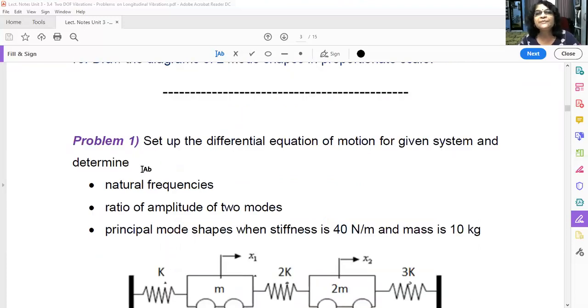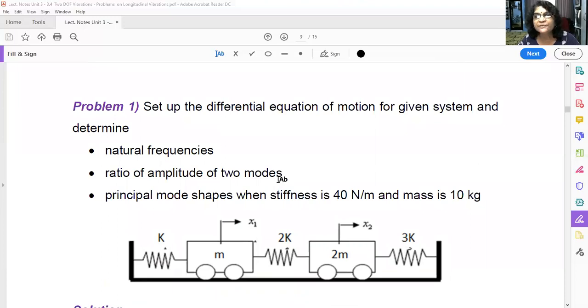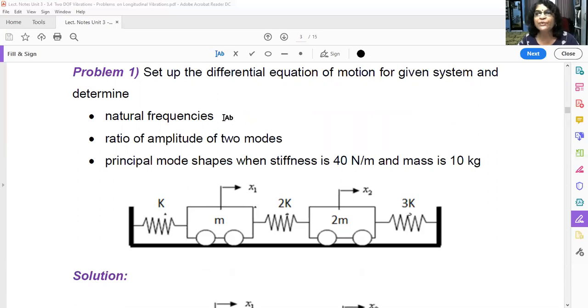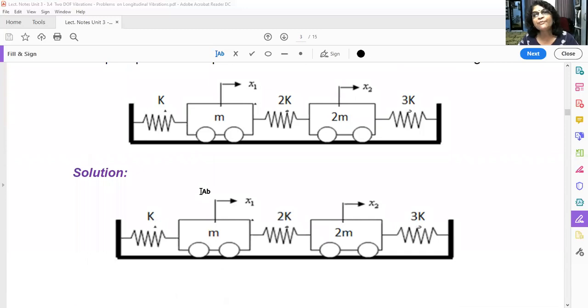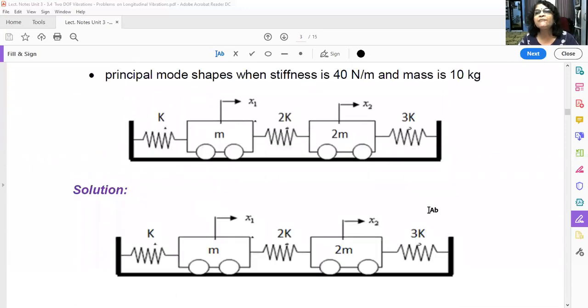So let us see problem number 1 today. Set up the differential equations of motion for the given system and determine the natural frequencies, ratio of amplitudes of the 2 modes and principal mode shapes when stiffness is 40 Newton per meter and mass is 10 kg. That means we have to determine the natural frequencies omega n1, omega n2. The ratio of amplitudes of the 2 modes means capital X1 upon capital X2; that ratio we have to determine. And finally, for these values, you have to find out your natural frequencies and mode shapes. So this is your given problem.